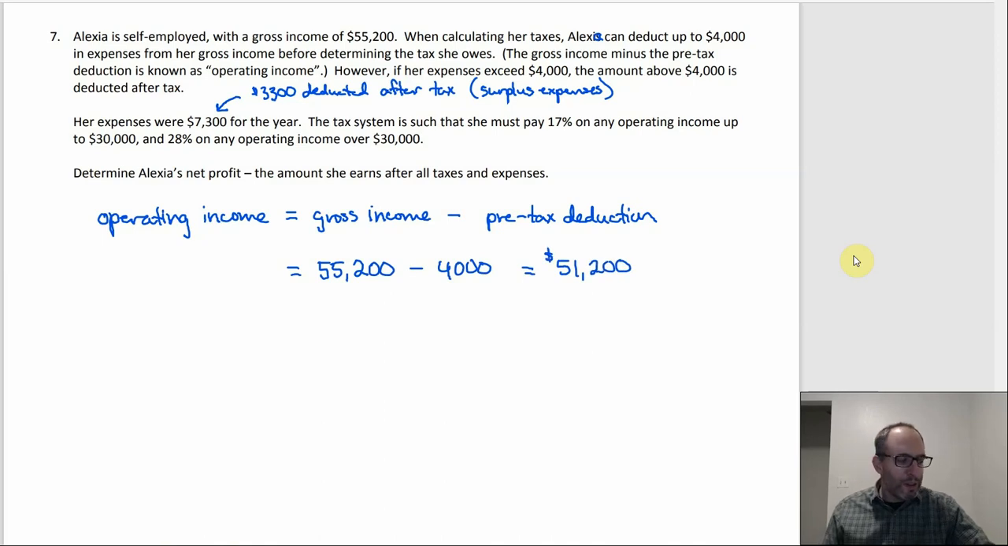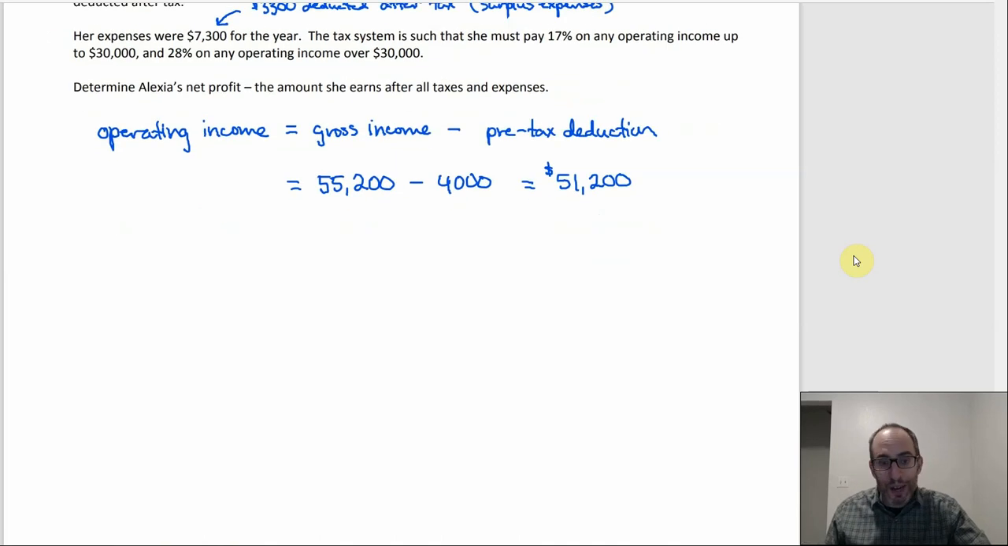Okay. Then we have to figure out the tax on the operating income. Right, now that we know what the operating income is, we can figure out the tax. So that would be the next thing. So the tax on the operating income. All right, so let's see, it's 17% up to 30,000 and then 28% over 30,000.